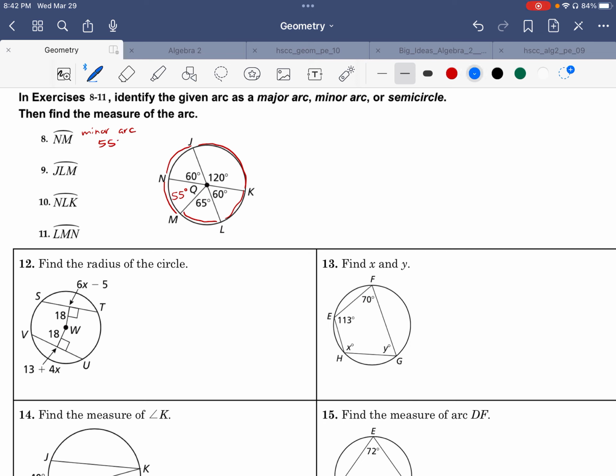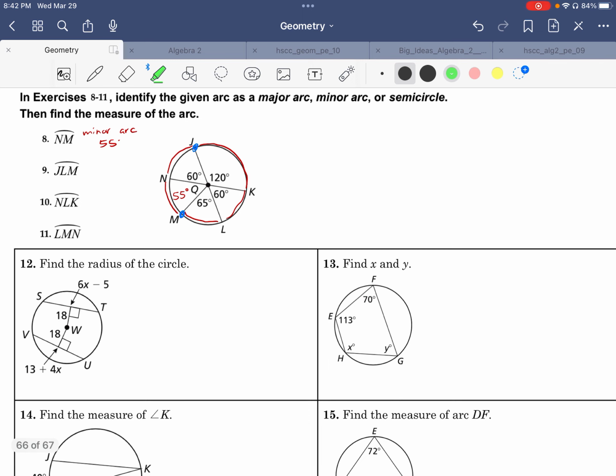Next, JLM. So there's J and there's M. And I need to make sure that I go through L to get there because L is the middle one. Since L is right there, I'm going to start at J, go to L, and then finish off at M. So I need to add up all those arcs right there. So that's 120 plus the 60 plus the 65, which comes out to 245. But before we write anything down, we're going to say that that's a major arc. That is larger than half the circle. Major arc.